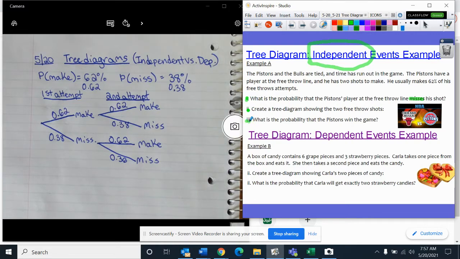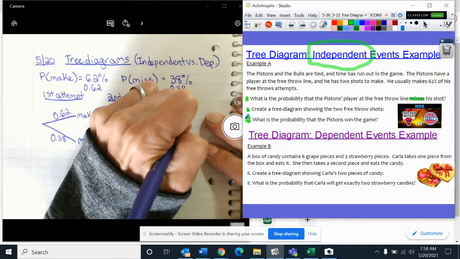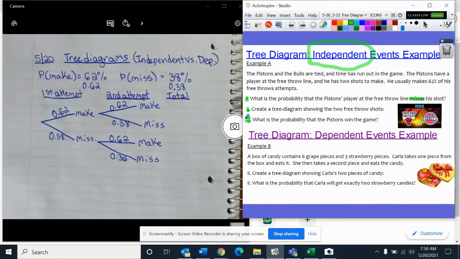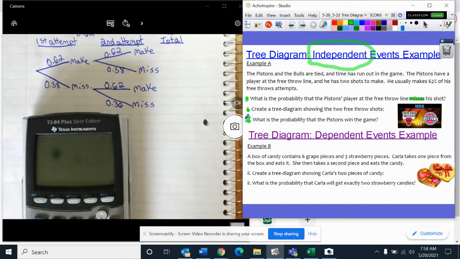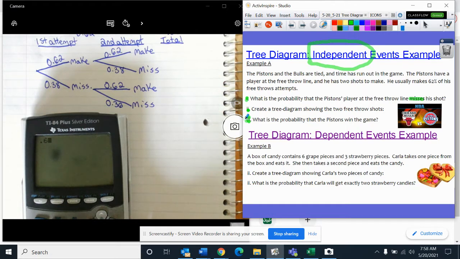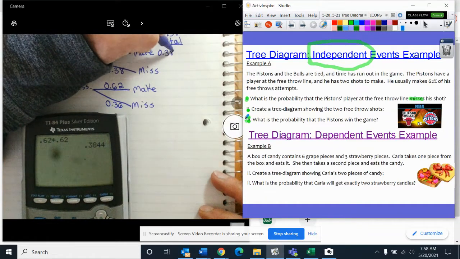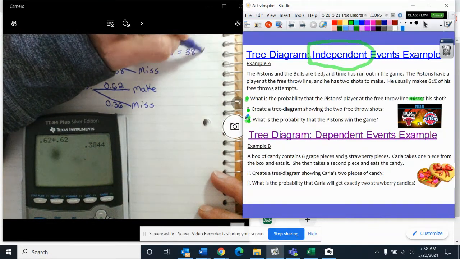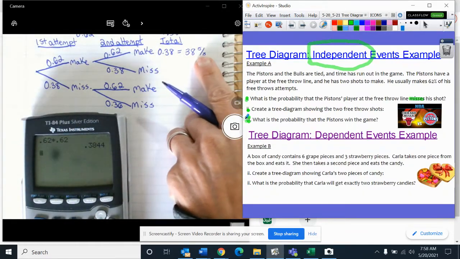So now let's answer this last question. What is the probability that the Pistons win the game? Well, let's get our total probabilities calculated. So I'm going to slide up my notebook so you can see my calculator. And so first, if they make it both times, they have a 38% chance. I'm going to round it to the nearest percent. They make both shots, 38% chance.